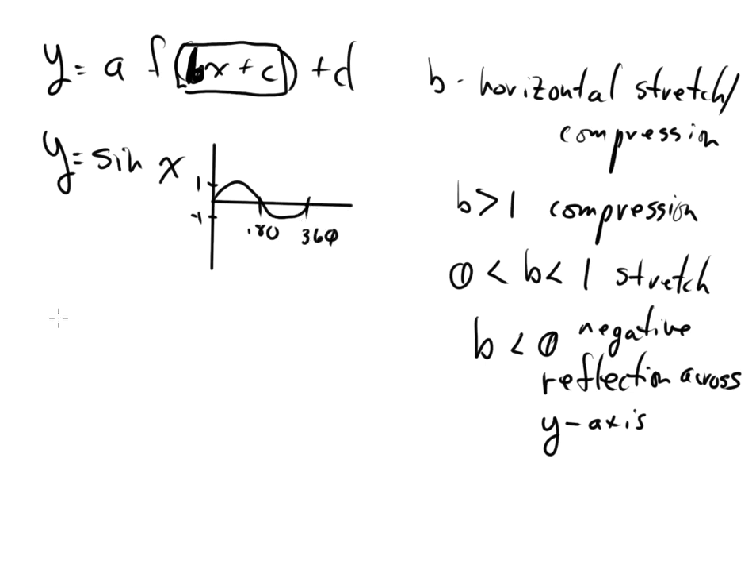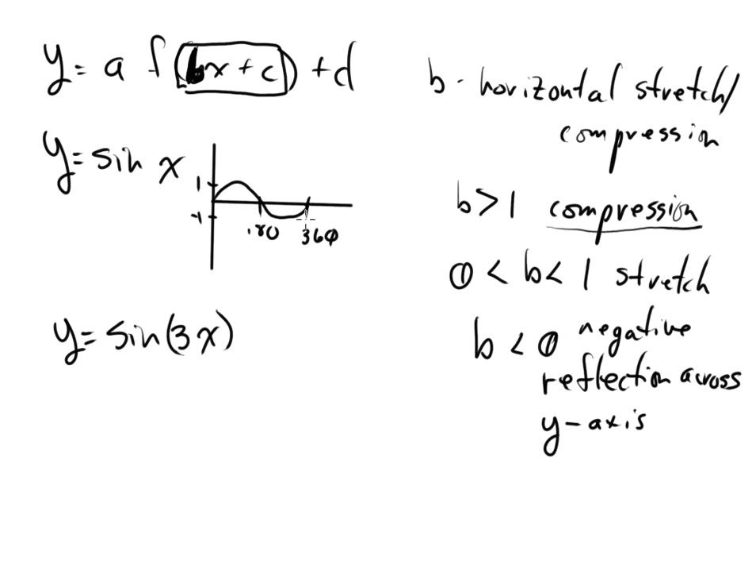Now, if we were to actually add an equivalent b value to the mix, so if we did y equals the sine of, let's make it an easy number, how about if we did the sine of 3x? So we can see our b value here is 3. Well, that means that b is actually greater than 1. So we're going to end up getting a compression.